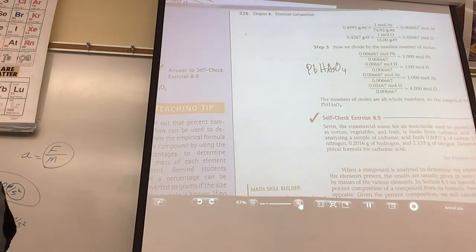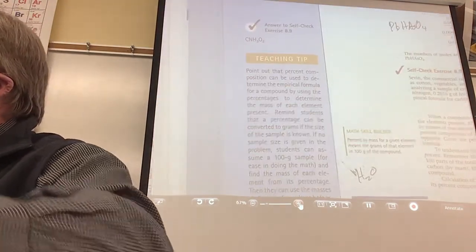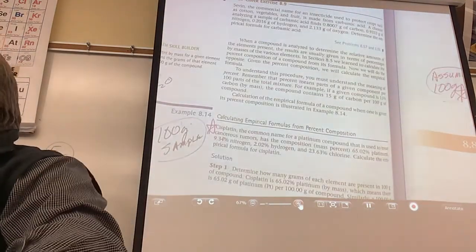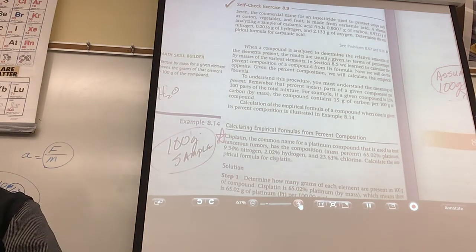All right, no different. And the last one, and this is going to be pretty much it. Let's look at it. It says here, look down at sample 8.14. Cisplatin is a common name for a platinum compound that's used to treat cancerous tumors. It has a composition by mass of 65.02% platinum, 9.34% nitrogen, and so on.